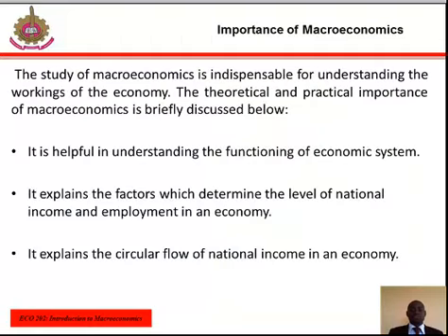Another learning outcome which we are going to talk about is importance of macroeconomics. The study of macroeconomics is indispensable for understanding the workings of the economy. The theoretical and practical importance of macroeconomics is briefly discussed below. It is helpful in understanding the functioning of the economic system. It explains the factors which determine the level of national income and employment in an economy.